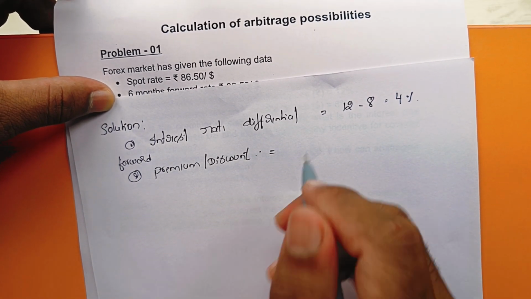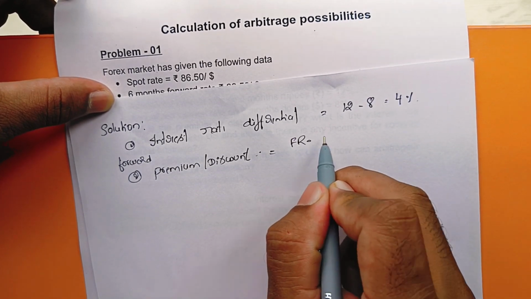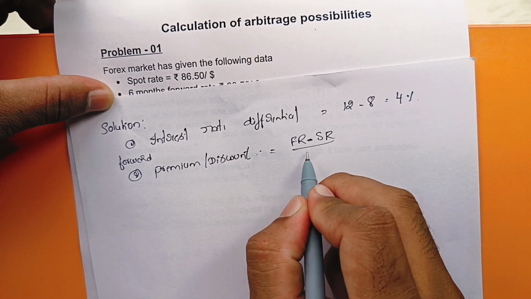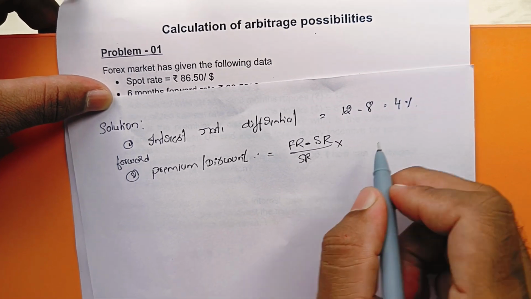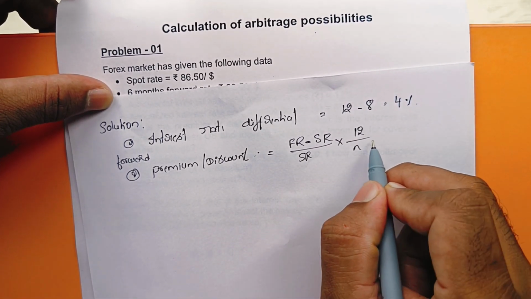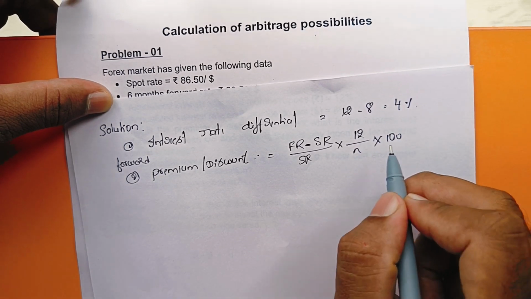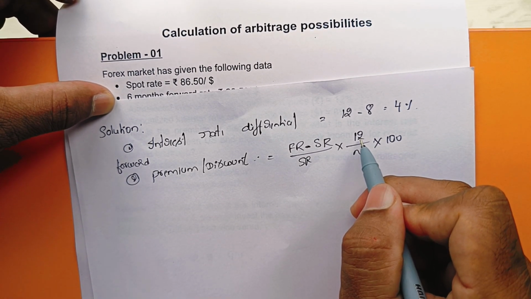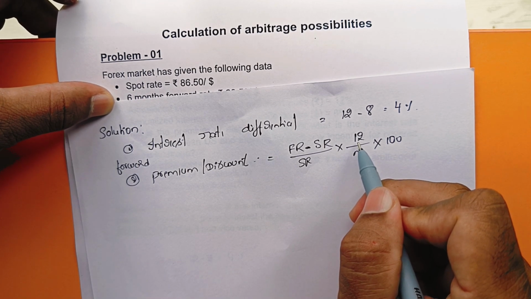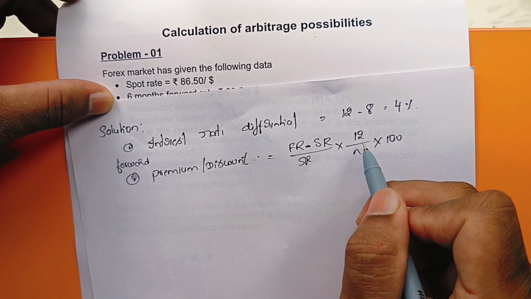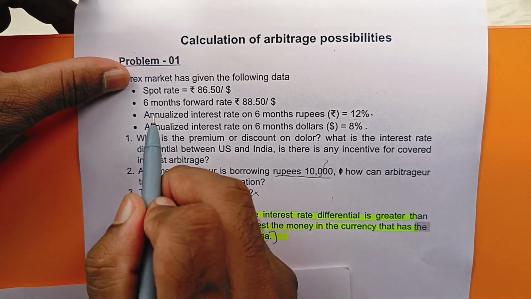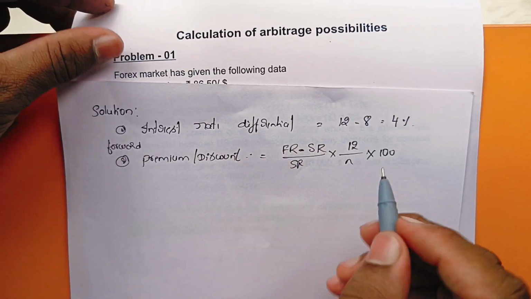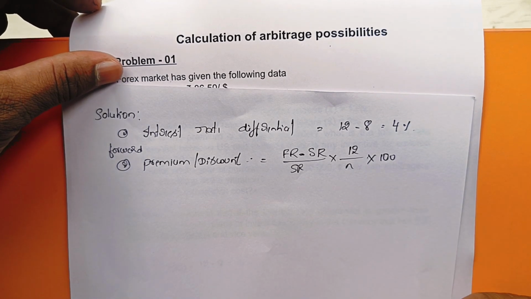The formula goes like this: forward rate minus spot rate, divided by spot rate, into 12 divided by n, into 100. If months are given, then it is 12. If days are given, then it is 365. That is already given in this problem. Here they told 6 months forward rate. 6 months means it is a month calculation, that is 12 by n into 100.